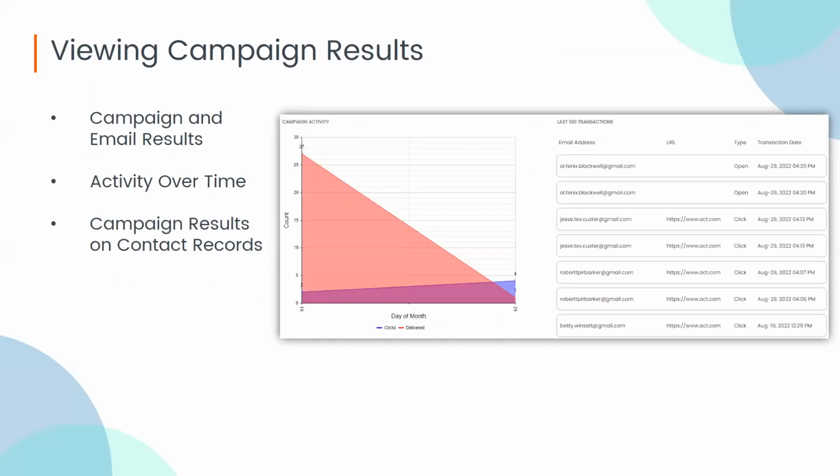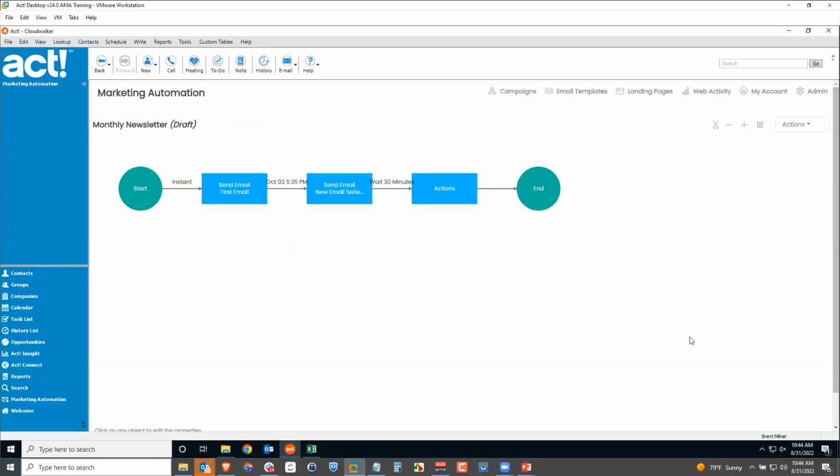So the last thing I want to show you then is how do you view your campaign results? Maybe you sent out a campaign. Well, how do you see how well they did? Well, in the campaign results area, you can view different things, the activity of this campaign over time, even specific emails to whom the campaign was sent. And in Act, we can look at contact records to see the results of campaigns as well. So let's go take a look at that. And this will be the last thing that we look at today.